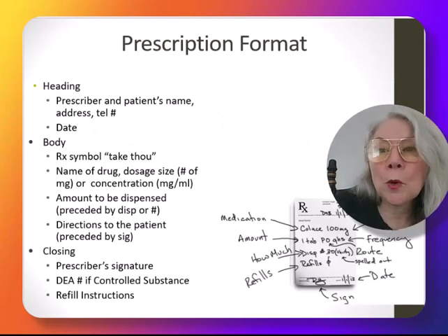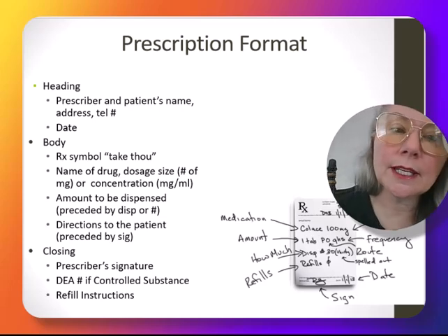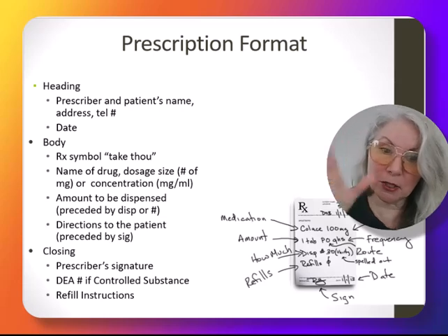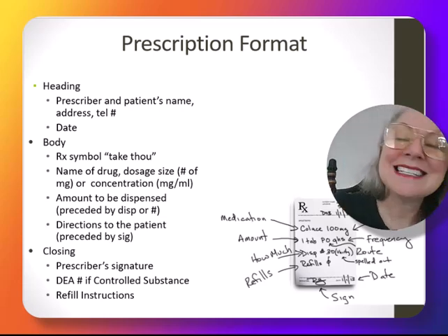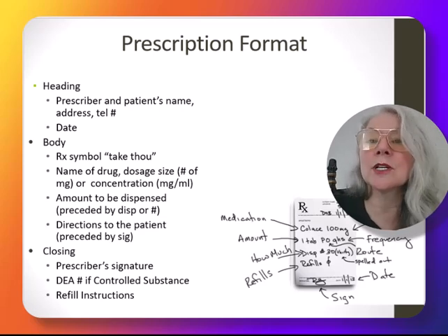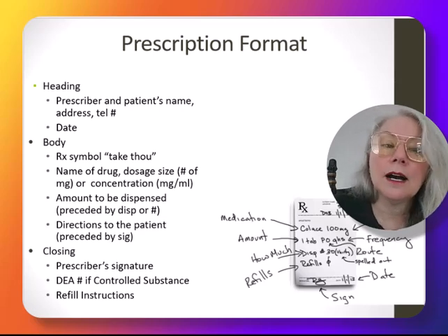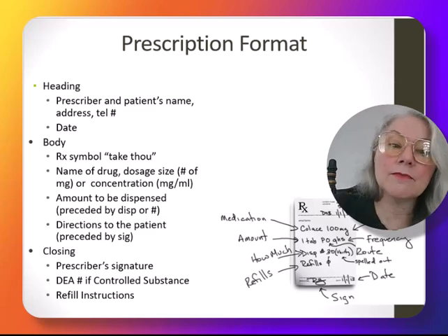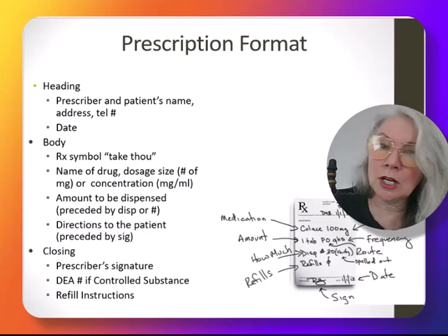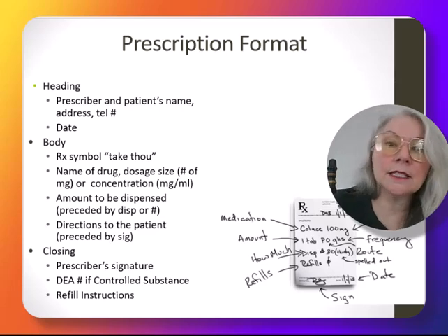So here's what an old written prescription would look like. It would be a heading, which is the top, a body, which is the middle, and then a closing, which is the end. The DEA number would have to be included if the prescriber, the doctor, is prescribing a drug that is a controlled substance, Adderall, Vicodin, anything like that.